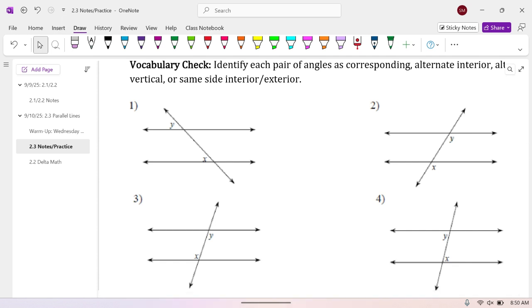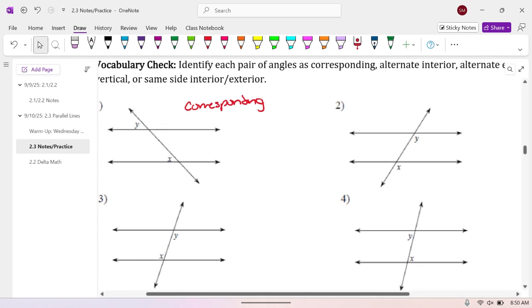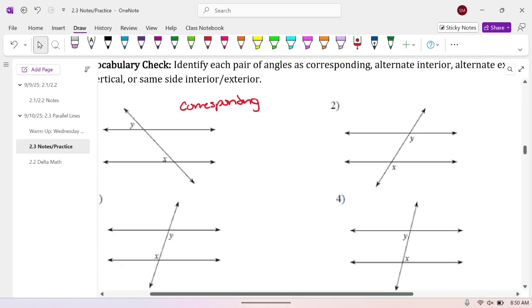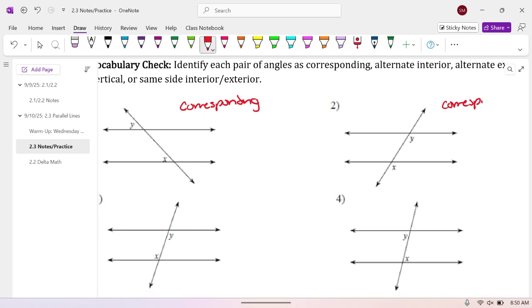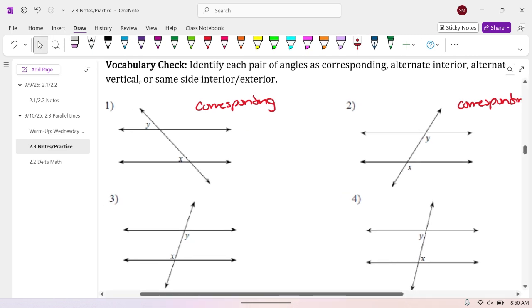So, number 1, what type of angles do I have? We have corresponding. So, same side, not same side, same spot, different line. So, these are corresponding. What about for number 2? Someone else. What do I got? They're corresponding again. What about number 3? They're alternate interior.